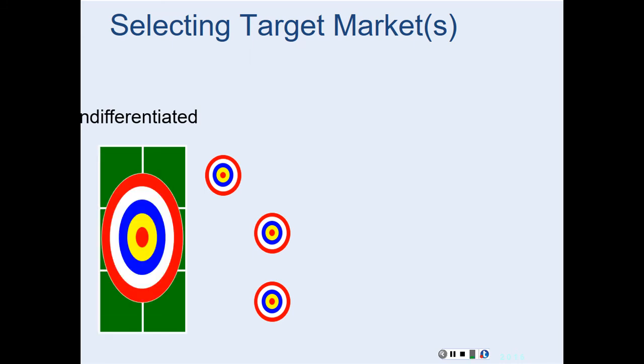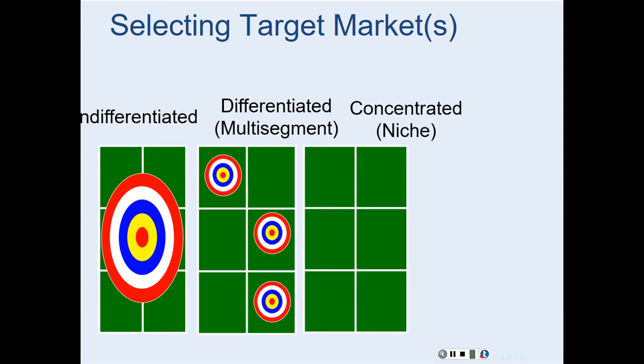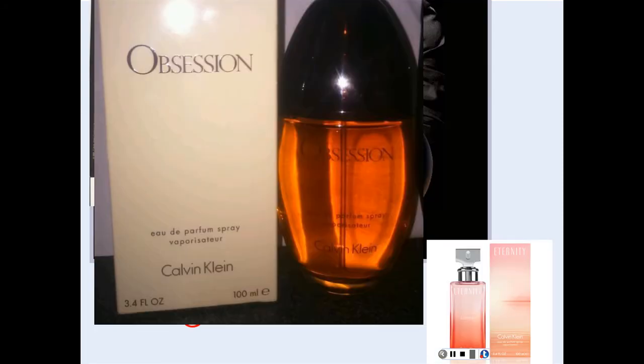So that's undifferentiated, and then you have differentiated or multi-segment, and then finally you have concentrated or niche. And so it's self-explanatory, I suppose. I hope. Now let's take an example. So Obsession is a perfume. It's been around for quite some time. It's a cologne. And then you have Eternity. By the way, these are available for males and females both. So they're not segmenting by gender.